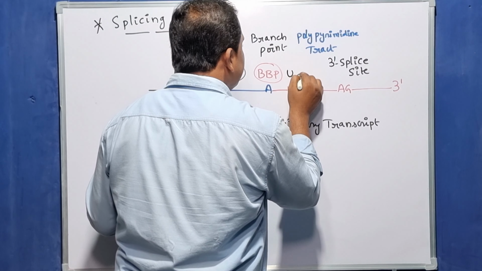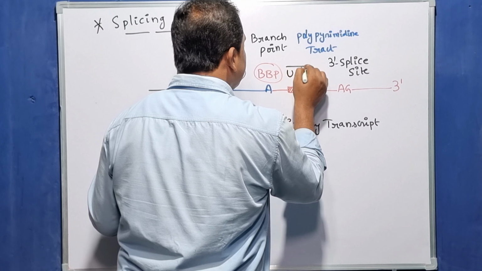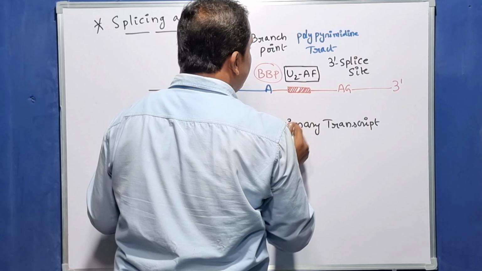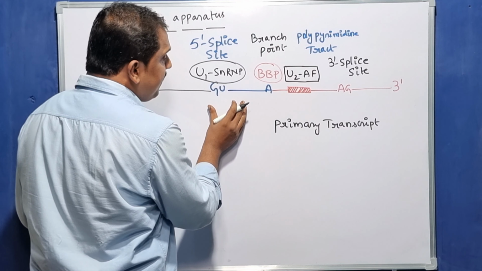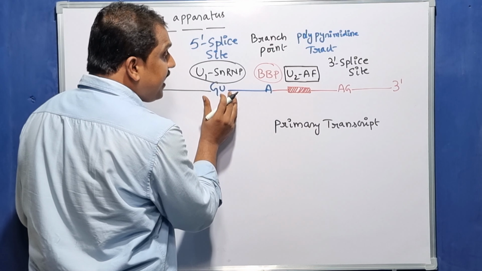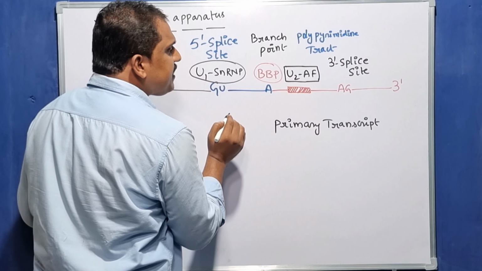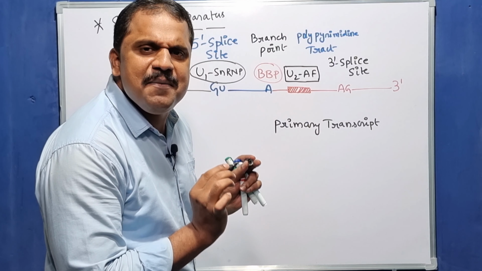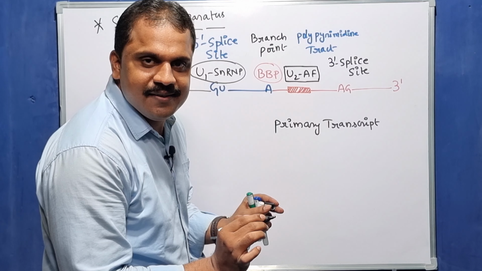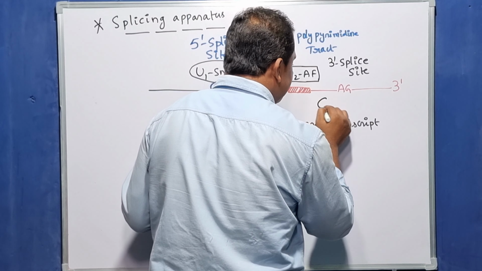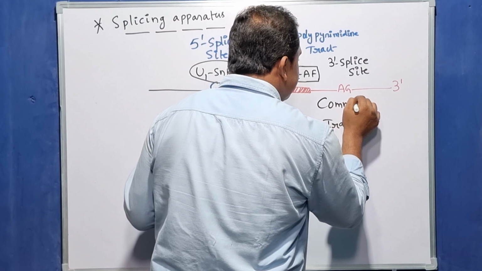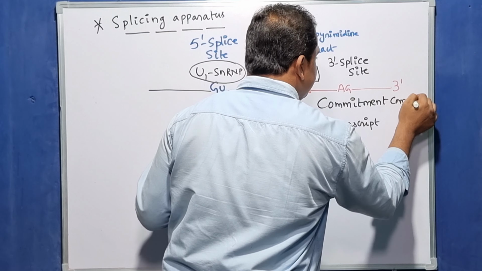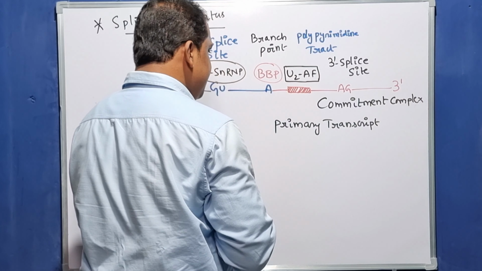U2AF, right? Once all these factors successfully recruit to their respective sites, it leads to the formation of a specific complex, and that specific complex is nothing but what? Commitment complex or E complex. So let me write it here. Commitment complex, or it is otherwise termed as E complex.